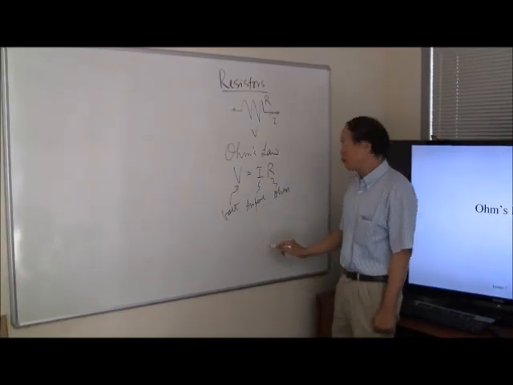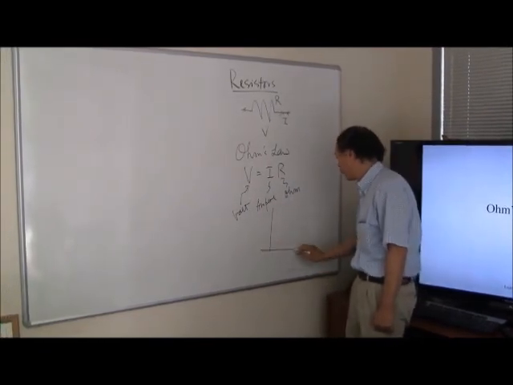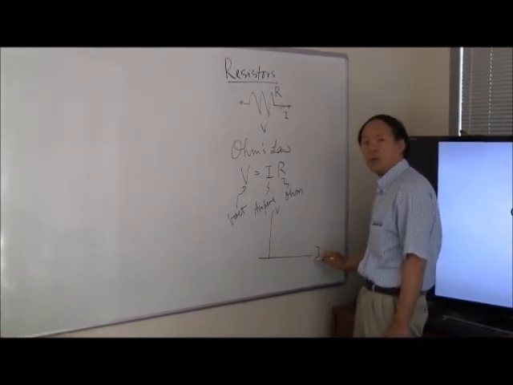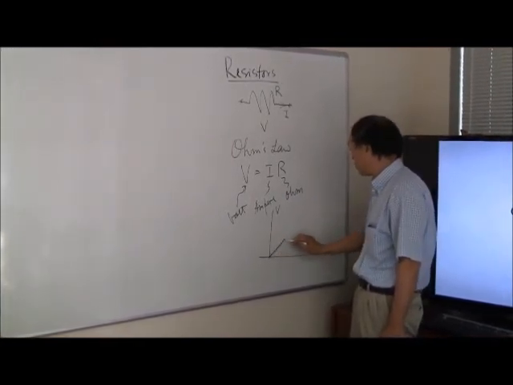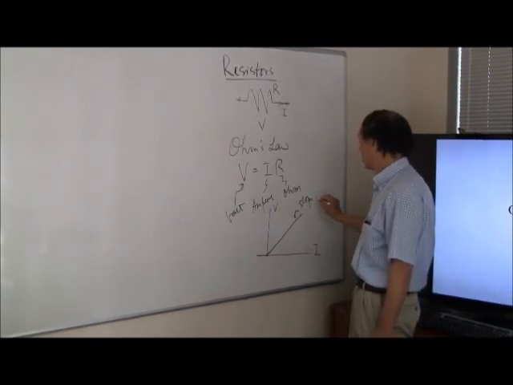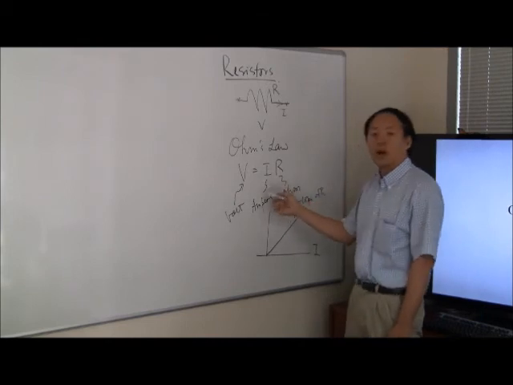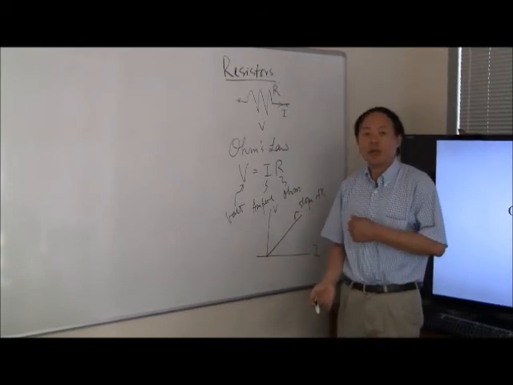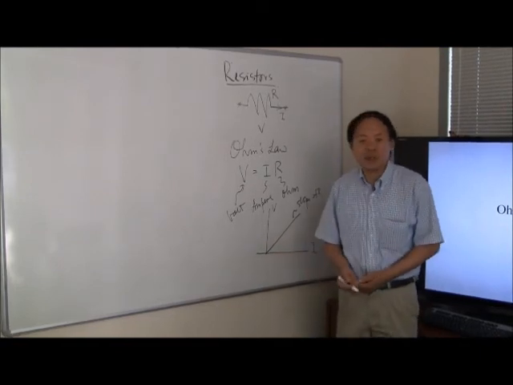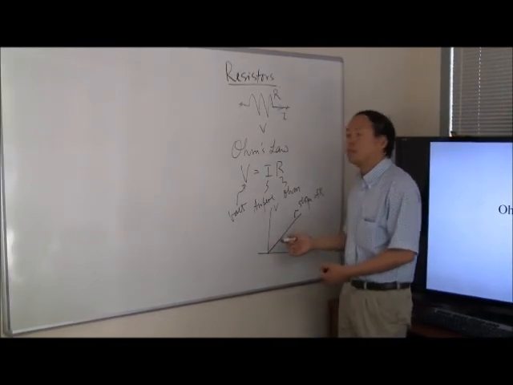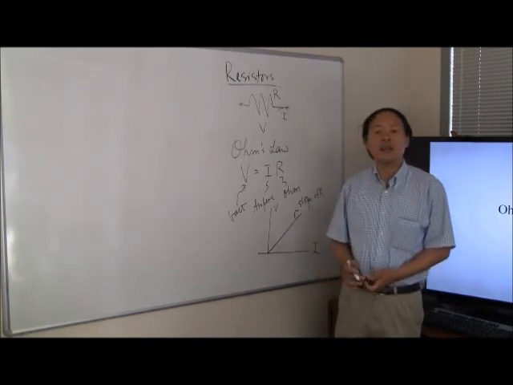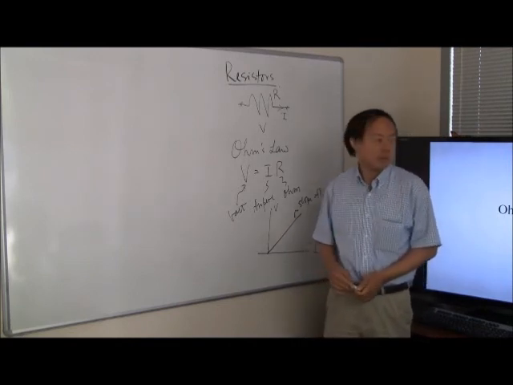In other words, if you try to plot the curve of V versus I, what you have is a curve which is a straight line with a slope of R. And this is what Ohm's law says. Basically, the voltage is proportional to the current across a resistor. And the slope of that line is the resistance measured in ohm.